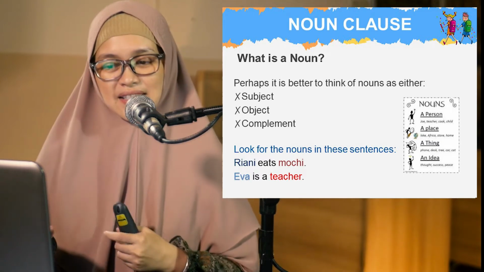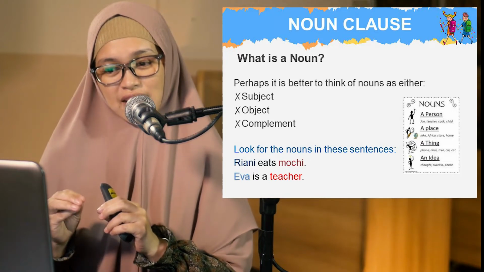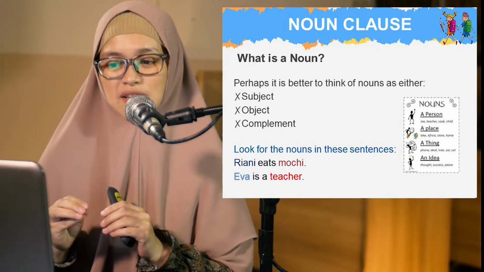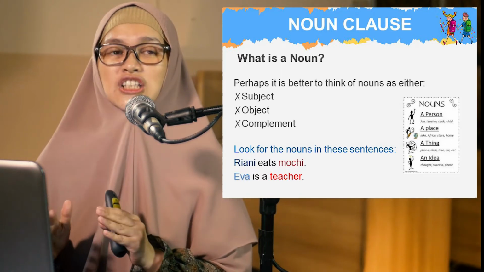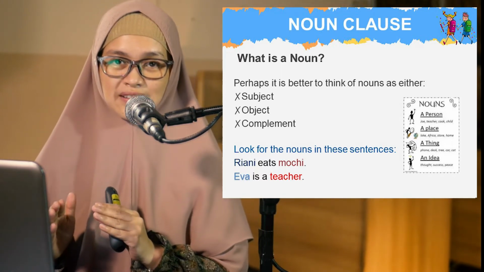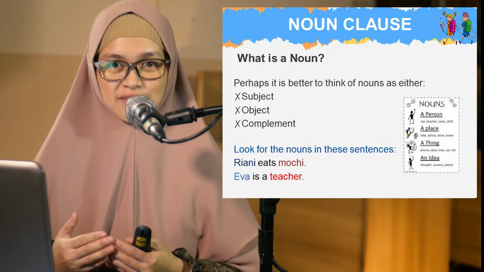Let's see here. Riani is a subject, right? Eva is also a subject. Mochi is an object. And then a teacher is a complement. All of them are nouns.